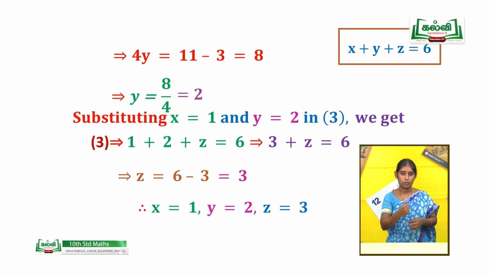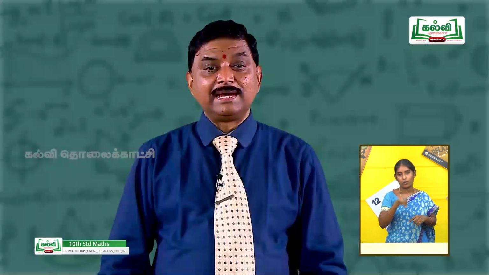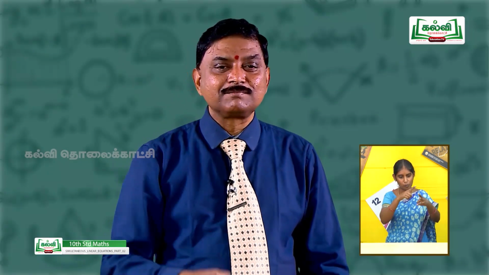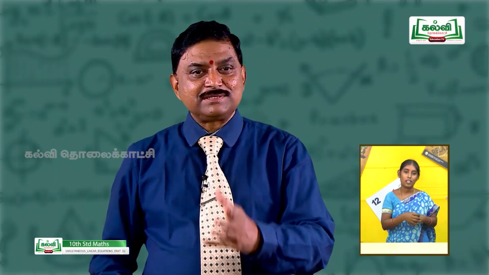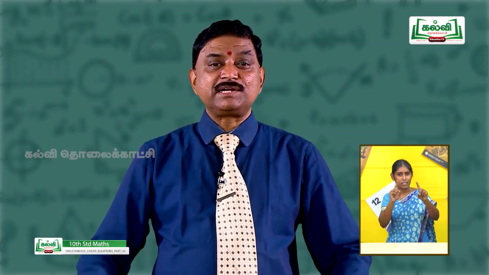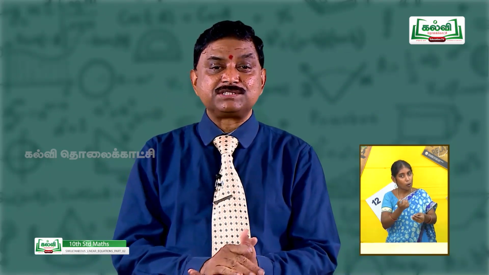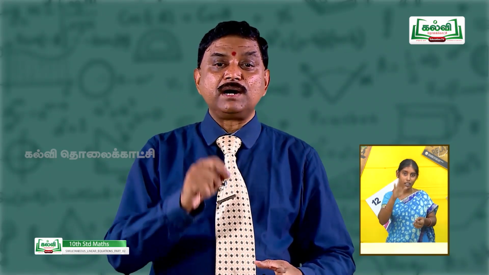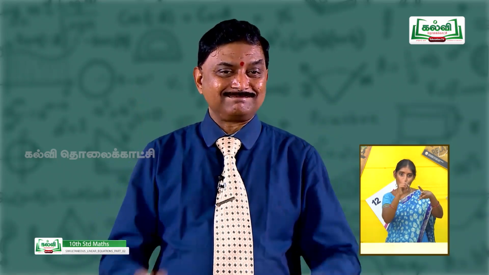We find the value of x, y and also z. That becomes the solution. Therefore, you can write x equal to 1, y equal to 2, z equal to 3. That's all. It's having only one solution. So, if you just draw these 3 lines in 3-dimensional space, the point of intersection of all those 3 planes is definitely 1, 2, 3.